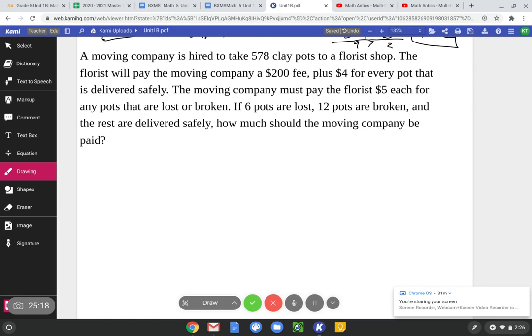A moving company is hired to take 578 clay pots to a florist shop. The florist will pay the moving company a $200 fee plus $4 for every pot that is delivered safely. The moving company must pay the florist $5 for each pot for any pots that are broken or lost. If 6 pots are lost, 12 pots are broken, and the rest are delivered safely, how much should the moving company be paid?